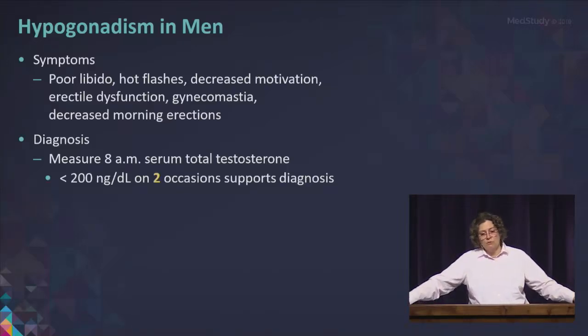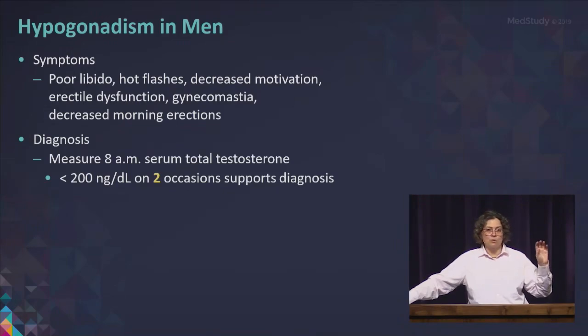So we talk about hypogonadism in men. We're talking about symptoms of poor libido, hot flashes, decreased motivation, erectile dysfunction, gynecomastia, decreased morning erections. As a purist and as a board taker, we require overtly low testosterone to diagnose this. That means 2 8 a.m. testosterone levels less than the lower limit of normal for that assay. So generally 200 or 300, depending on what that assay is. So on the boards, they do not want you treating those patients, which we see every day in practice, with the low normal testosterone and normal LH and FSH level, okay?